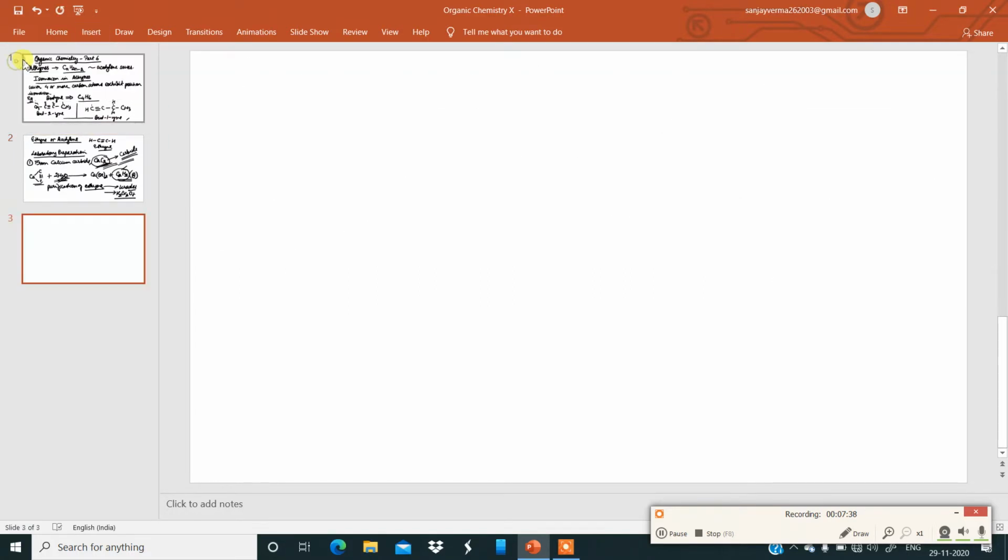Now the second method of preparation of ethyne. Ethyne can be prepared by a reaction which is called the dehydrohalogenation reaction.